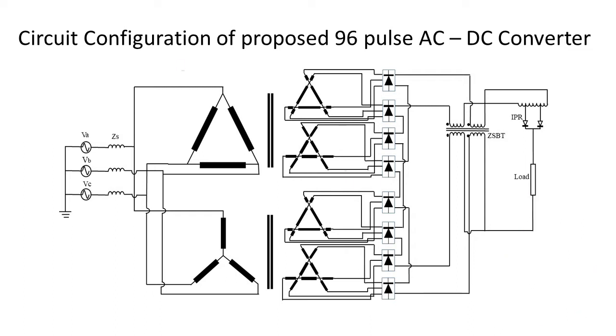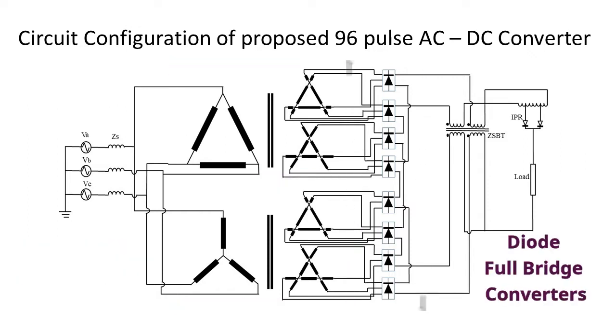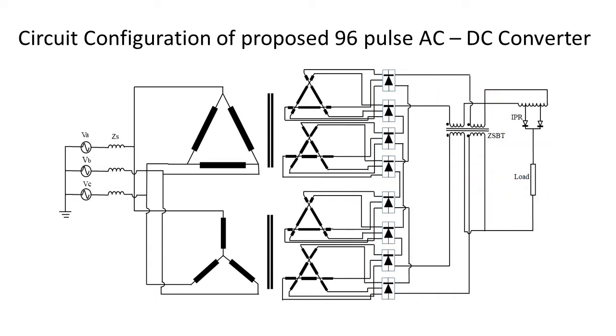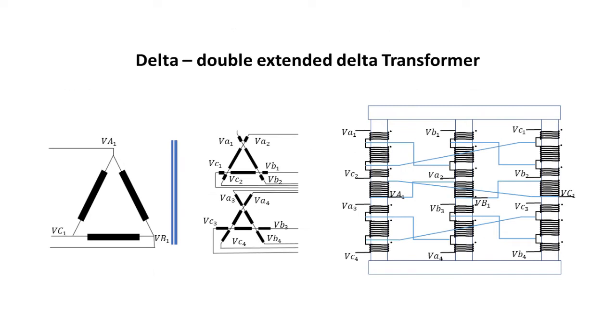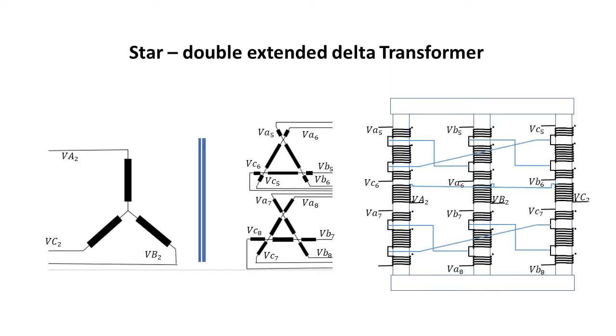This converter system mainly consists of two multi-winding transformers, 8 full-bridge converters, a zero-sequence blocking transformer and an interphase transformer. There are two main multi-winding transformers in this circuit. One is the delta double extended delta transformer. These are its circuit configuration and core arrangement. And the other one is the star double extended delta transformer. These are its circuit configuration and core arrangement.